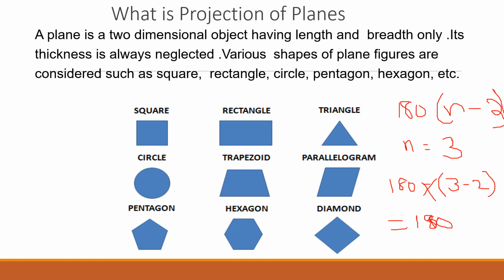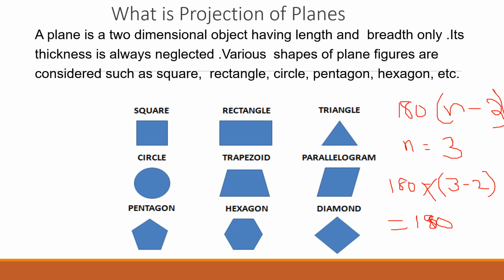For a pentagon, n value becomes 5 here, so that becomes 180 into 5 minus 2, so that is 180 into 3, that gives me 540 degrees. And each angle would be giving me 540 by the number of sides, that is 5. So each angle in a pentagon would be 108 degrees.